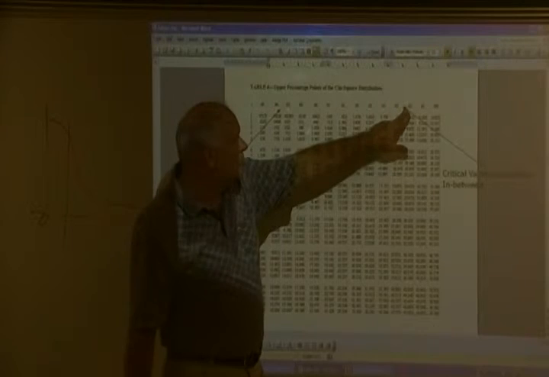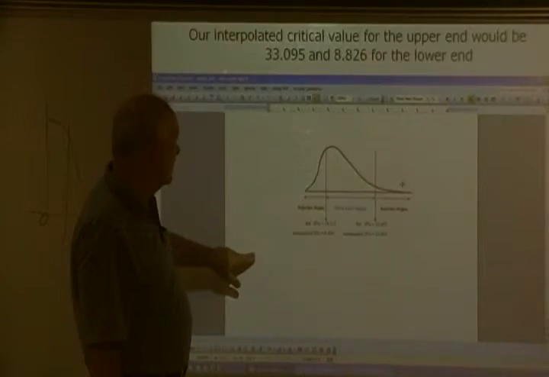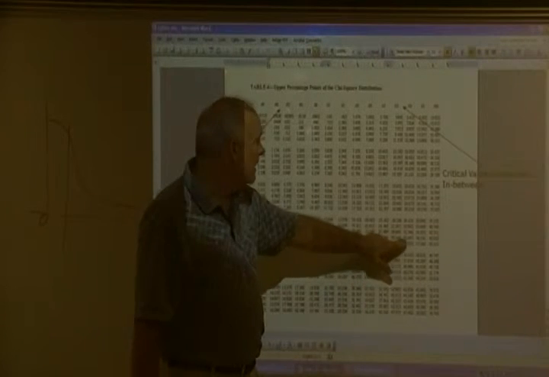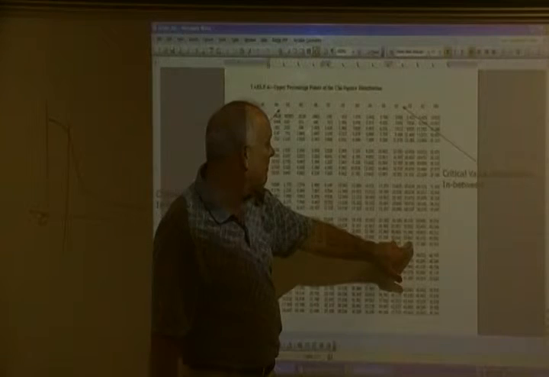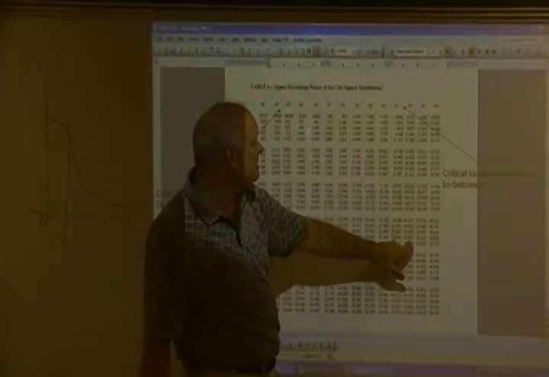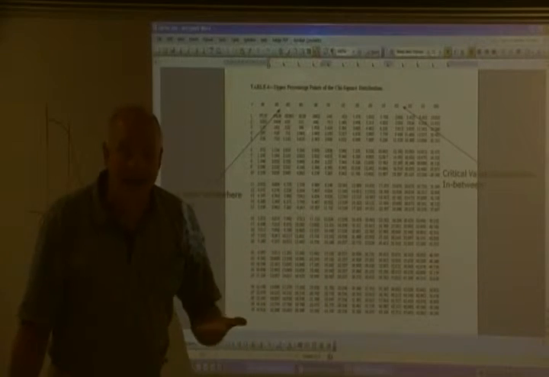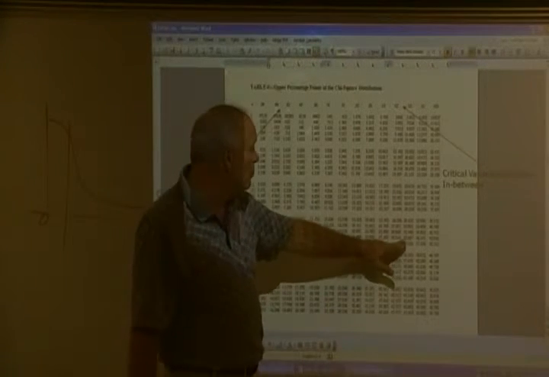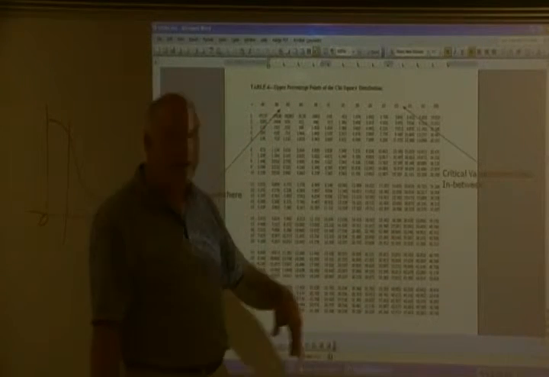The other one, 0.025, falls between 0.02 and 0.05, and at degrees of freedom 19, it's going to fall somewhere between 30.114 and 33.687. And so we've also interpolated that value as well, because the largest of the two critical values is 33.687. So that's the two that we have.